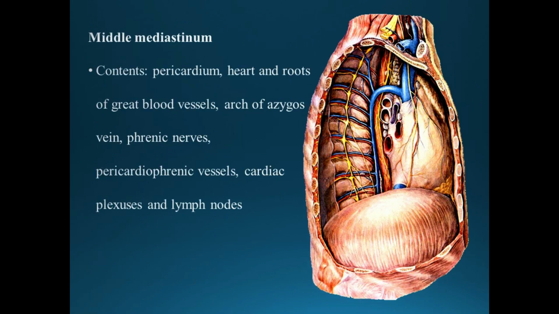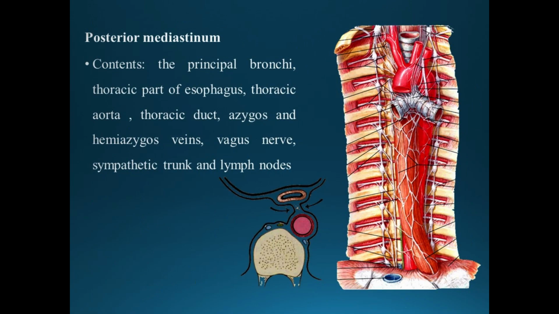Middle mediastinum. Contents: pericardium, heart and roots of great blood vessels, azygos vein, phrenic nerves, pericardiophrenic vessels, cardiac plexuses and lymph nodes. Posterior mediastinum. Contents: the principal bronchi, thoracic part of esophagus, thoracic aorta, thoracic duct, azygos and hemiazygos veins, vagus nerve, sympathetic trunk and lymph nodes.